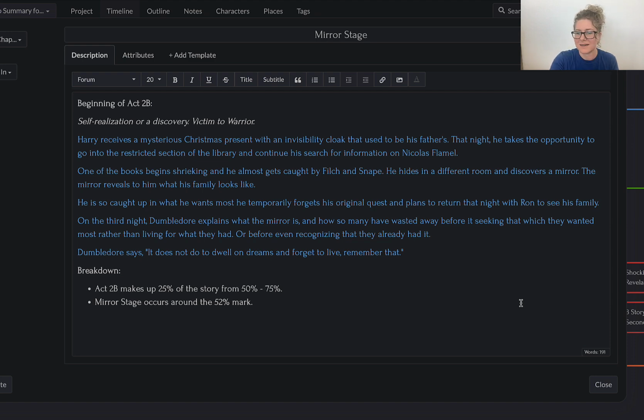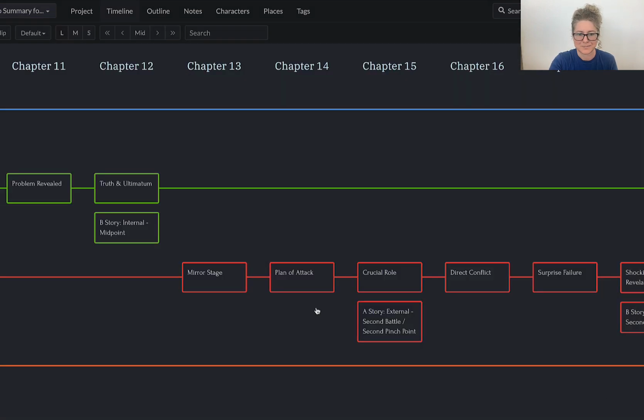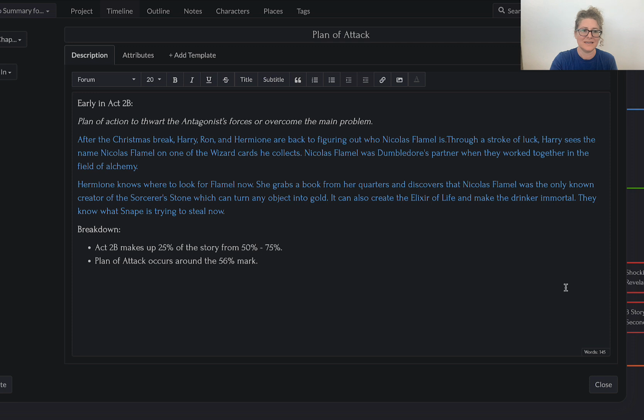interesting little coincidence there. Plan of attack. Plan of action to thwart the antagonist forces or overcome the main problem. After the Christmas break, Harry, Ron, and Hermione are back to figuring out who Nicholas Flamel is. Through a stroke of luck, Harry sees the name Nicholas Flamel on one of the wizard cards he collects. Now, Nicholas Flamel was Dumbledore's partner when they worked together in the field of alchemy. Hermione knows where to look for Flamel now.